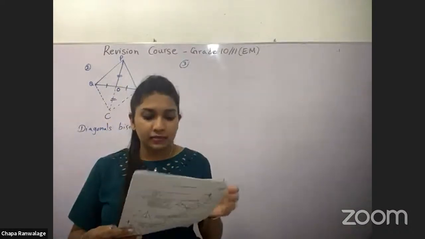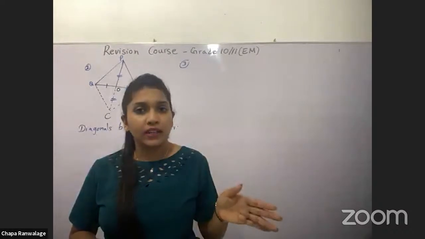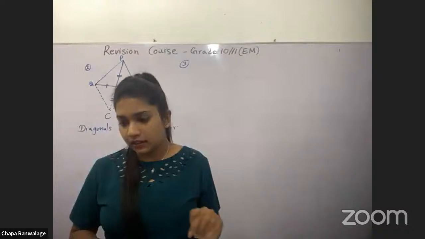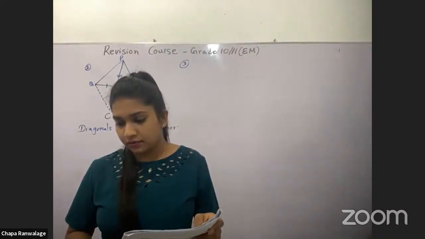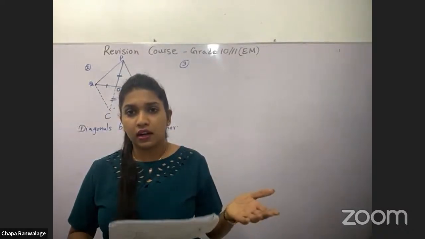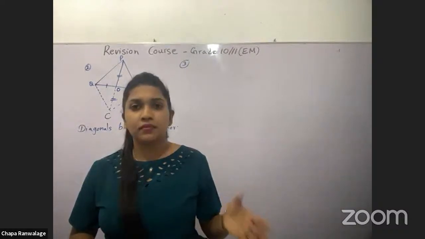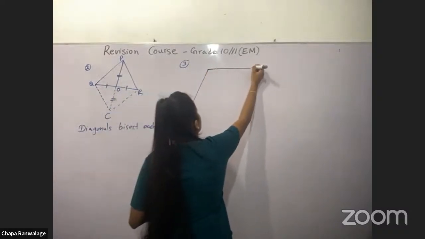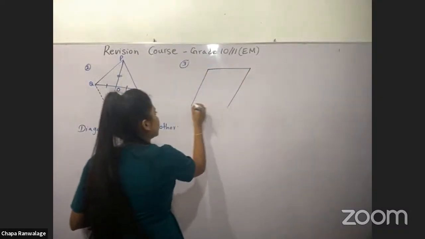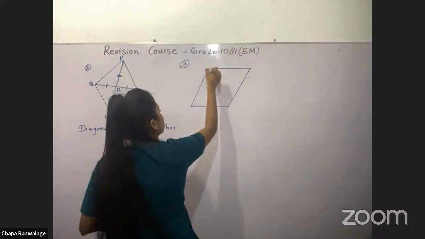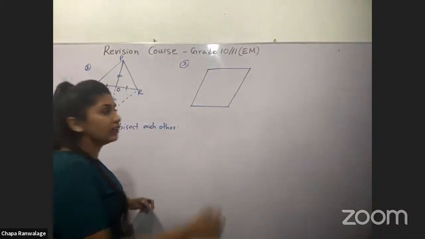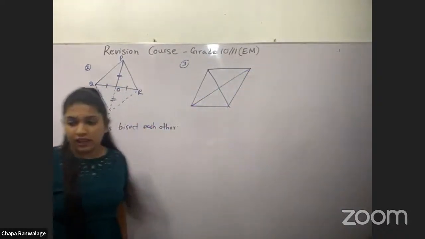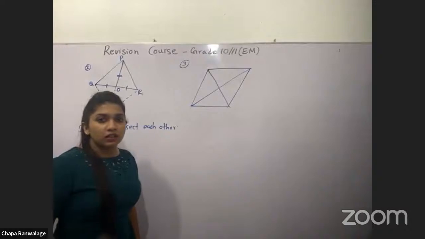Here, are they equal in length? Are the diagonals equal in length? Children, are they equal? In a rhombus, children, are the diagonals equal? No, they are not equal.